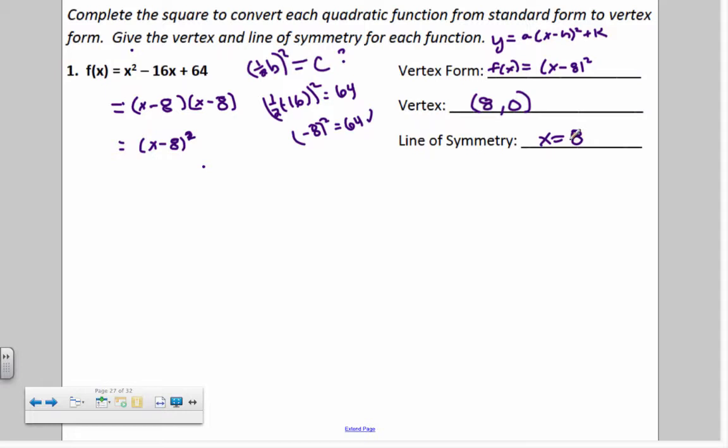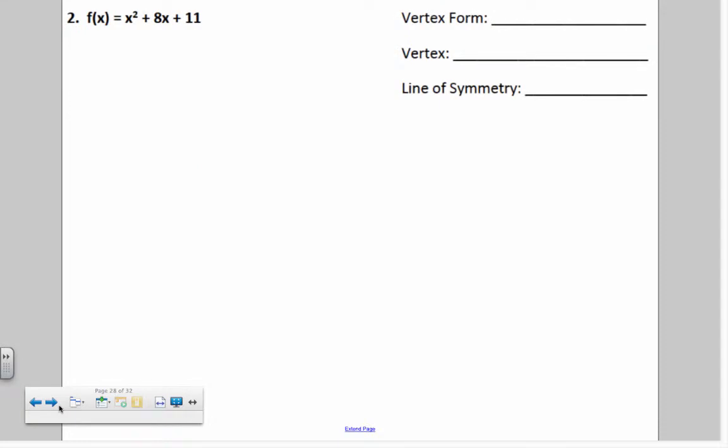Okay, so let's take a look at one that now we actually have to complete the square for. Number 2. I can double check real quick to make sure that I don't have a perfect square trinomial where I take half of 8 and square it and see if that equals 11. So half of 8 is 4. 4 squared, that's 16, and 16 does not equal 11. Okay, so I need to complete the square.